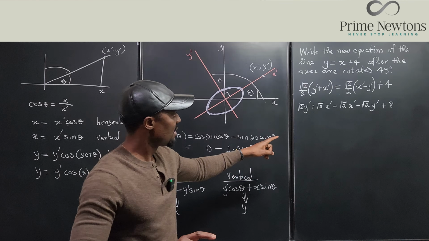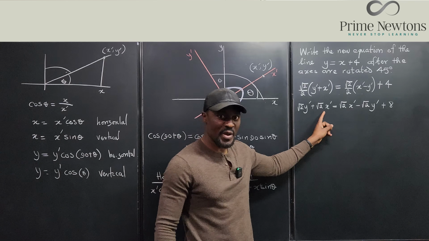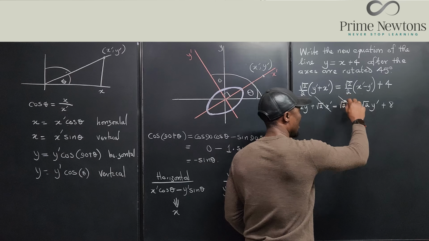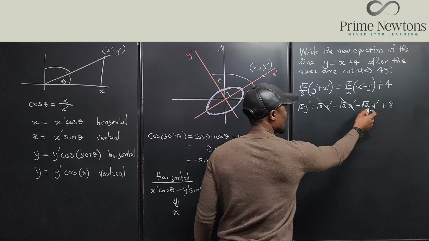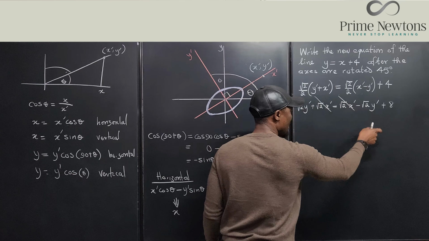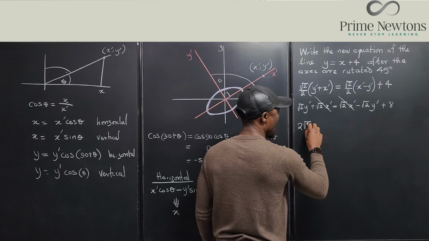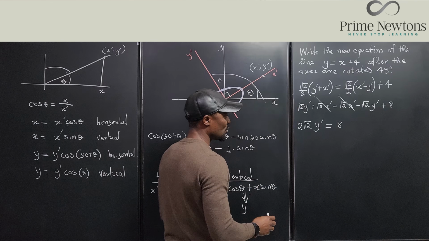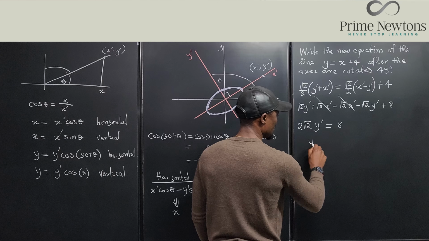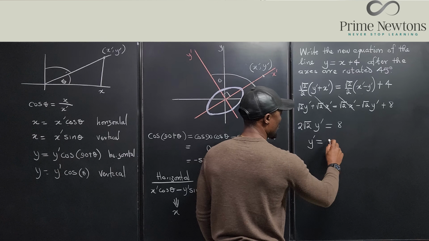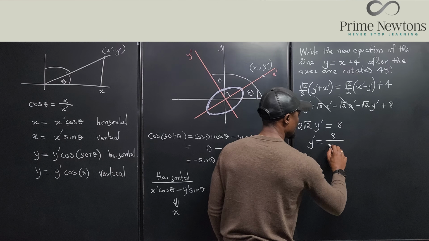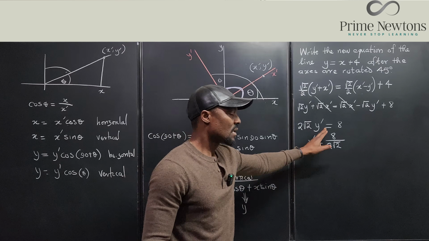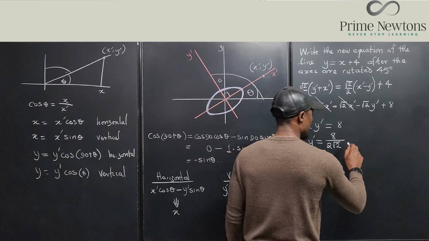Notice how you have rad 2 x prime on both sides. We can cancel them out. And we can move this here so that you have rad 2 plus rad 2, which is 2 rad 2 y prime, equal to 8. So you divide both sides by 2 rad 2, so y prime will be equal to 8 over 2 rad 2, which when simplified is 4 rad 2 over 2, which is 2 rad 2.